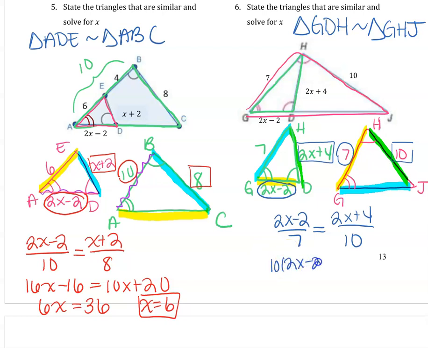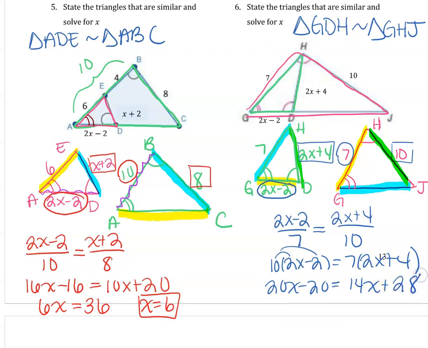times 2x minus 2 equals 7 times 2x plus 4. So we'll distribute. Okay, so subtract over the 14 from the 20x, that leaves me with 6x. Add over the 20, that gives me 48, so it's looking like x equals 8. And then we're done.